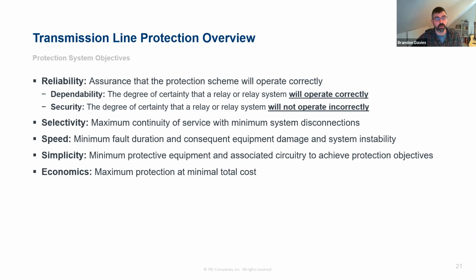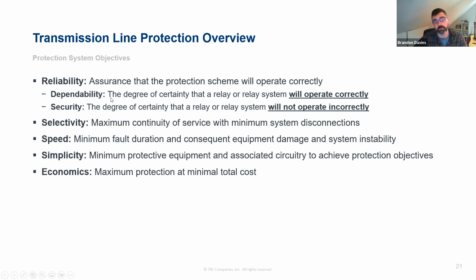And ideally, we can find a set point or a way of setting it that meets both of those criteria. And that's not always the case, because sometimes you're going to run into a situation where you're sacrificing dependability to gain security. So you may not operate for everything, but you're not going to trip when you're not supposed to. In general, the philosophy I see most relay engineers use is to prioritize dependability. Make sure the relay is going to clear every fault it's supposed to.